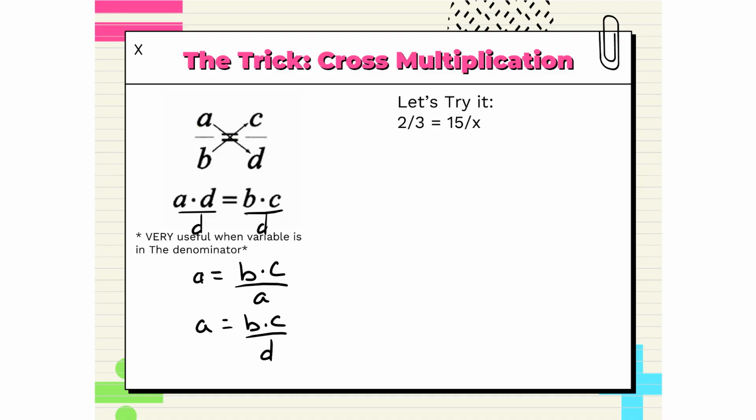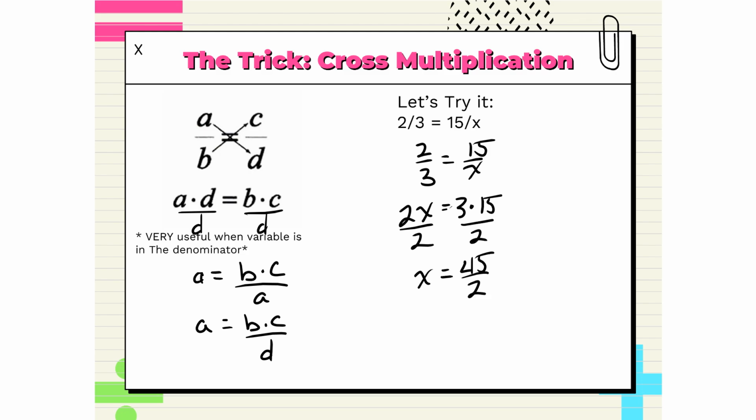Let's try an example then. We've got 2 over 3 is equal to 15 over x. We end up with, therefore, 2x is equal to 3 times 15. Dividing both sides by 2, we end up with x is equal to 45 divided by 2, which is equal to 22.5.